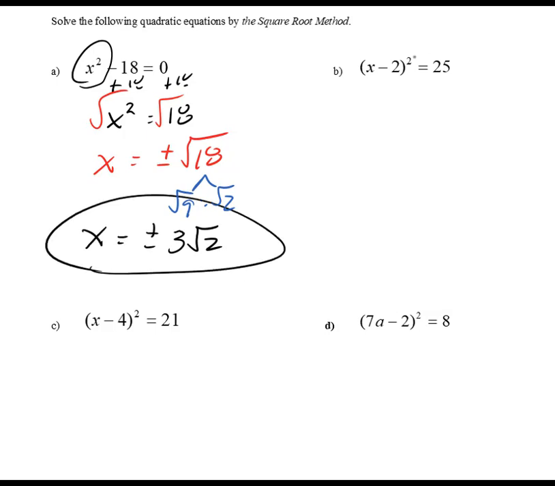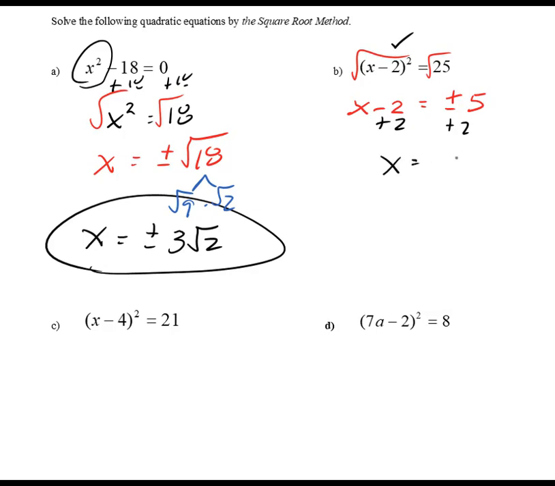For b, we notice our term on the left is a perfect square, so we do want to apply the square root property right now. So the square root of the left side, square root of the right, we'd be left with x minus 2 equaling plus or minus the square root of 25, which is 5. So again, this plus or minus 5 represents two numbers. To solve for x, we'll just add 2 to both sides.